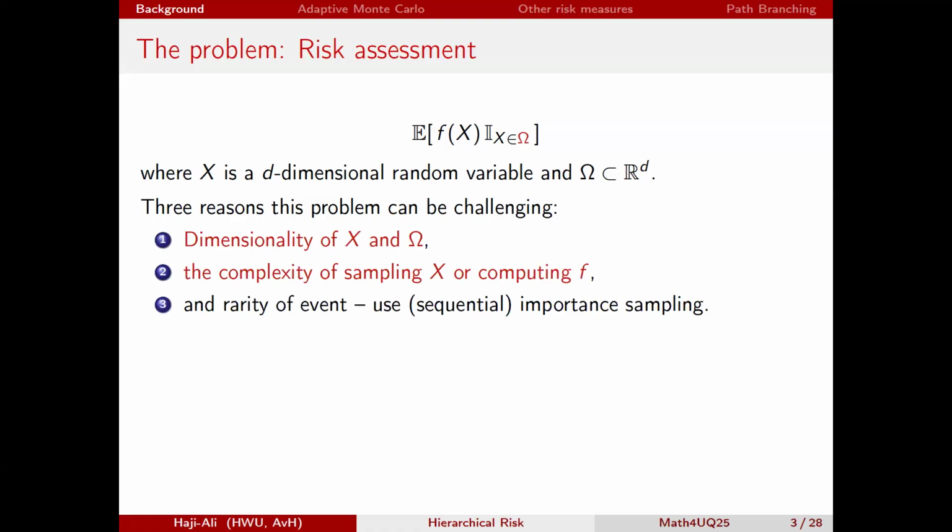So there are many reasons why this problem can be challenging. First of all, the dimensionality of x and omega can be relatively high, or at least high enough that it precludes the use of high-order techniques. The complexity of x and f: sampling x or computing f can be complex or require some approximations, some biased approximations, for which you will see that we will use MLMC.